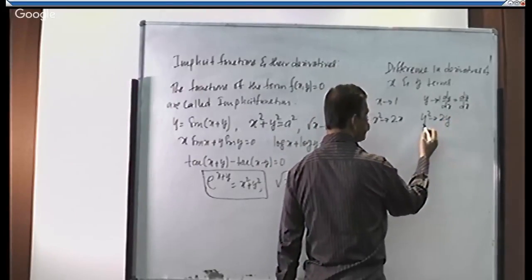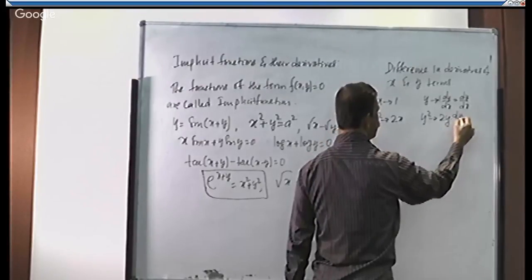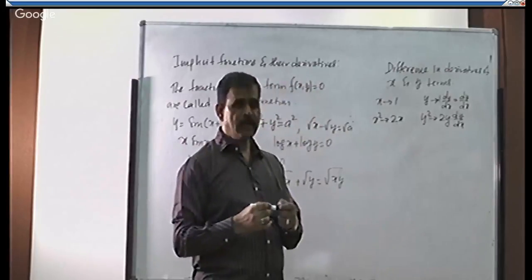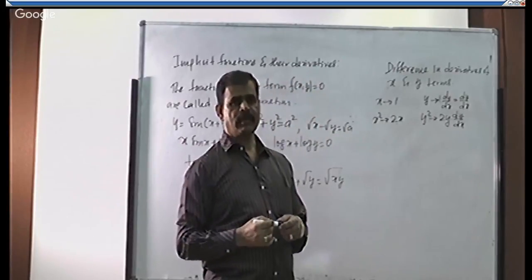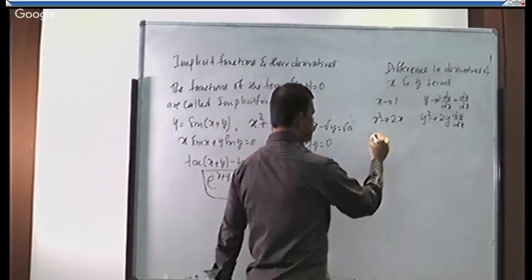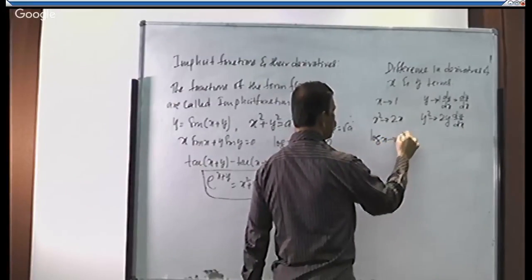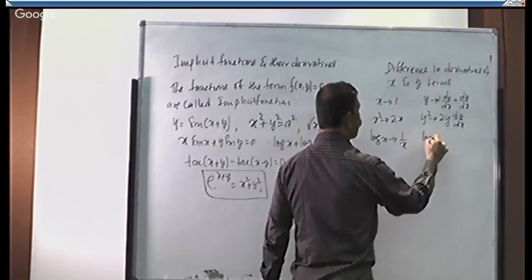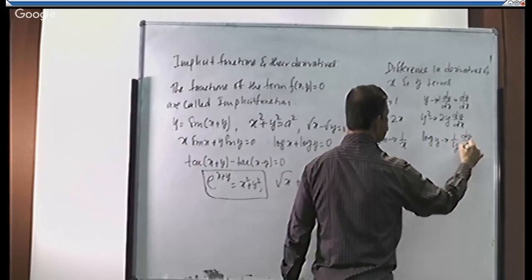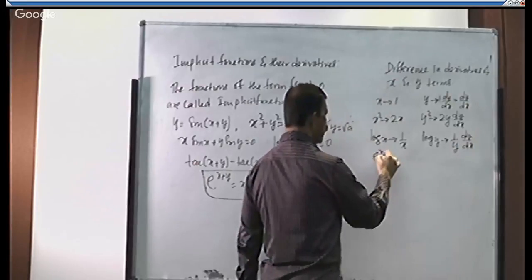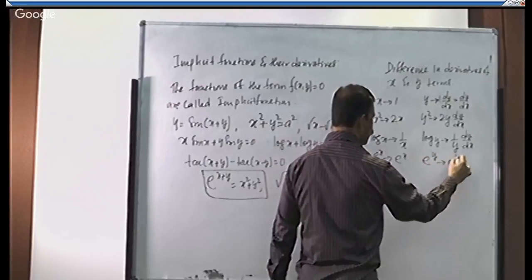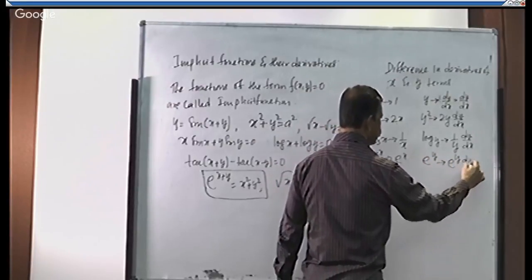But it is a y term now. At the end, we have to write dy by dx. Like that, every y term has to be differentiated similar to x term. But at the end, we have to write dy by dx. See, for log x, it is 1 by x. For log y, it is 1 by y into dy by dx. For e power x, it is e power x only. For e power y, we have to take e power y into dy by dx.